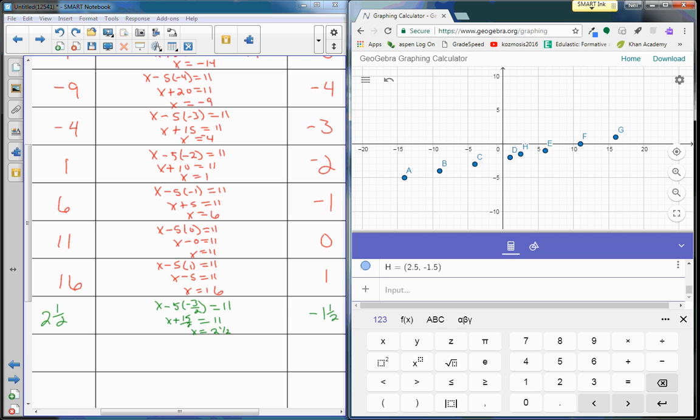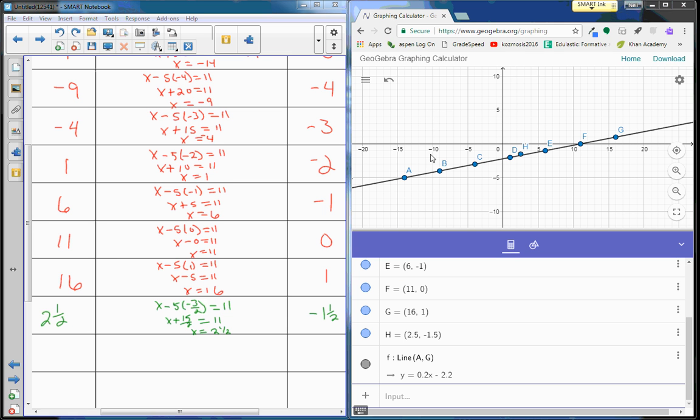It does not look like we're on a number line. I'll draw a line to check it. Okay, so I drew a line through all these points, and here's my h, and it looks like it's up a little too far. I'm looking at this value here. I wanted negative 1.5, because here's negative 1 and here's negative 2.